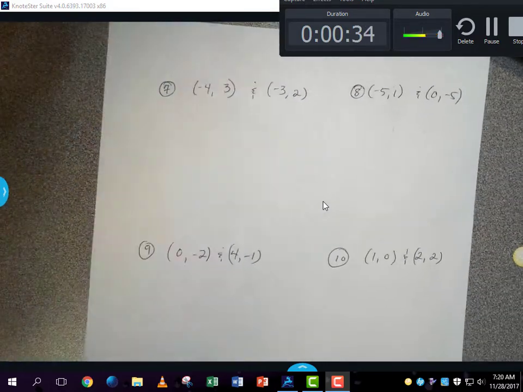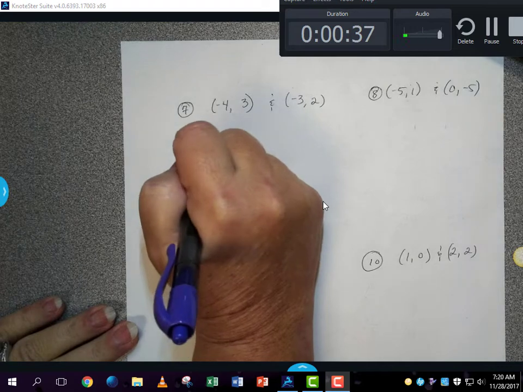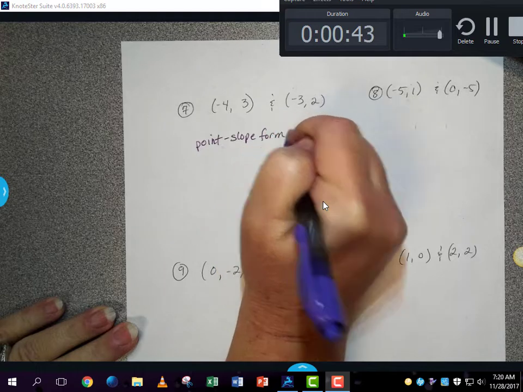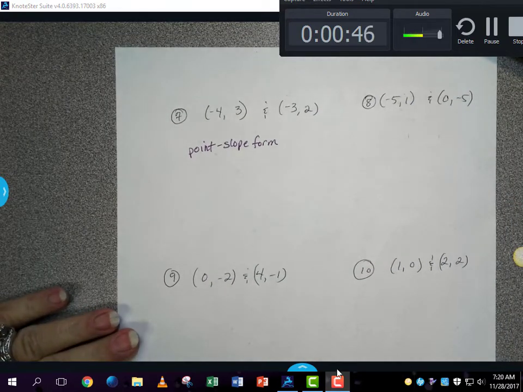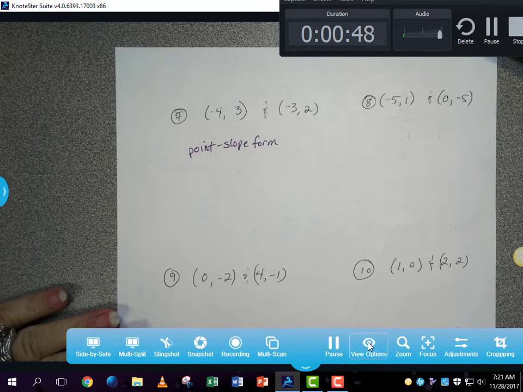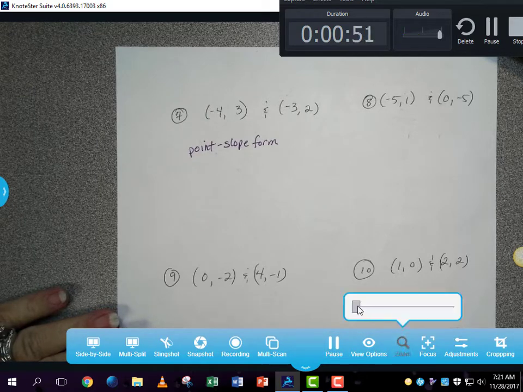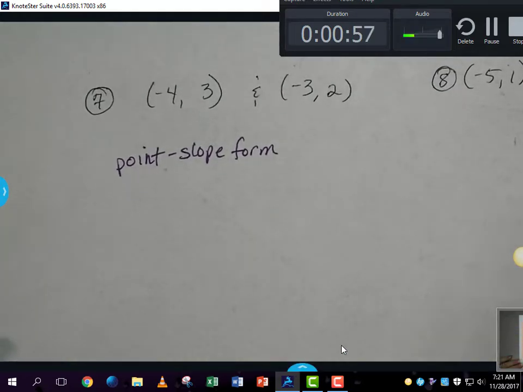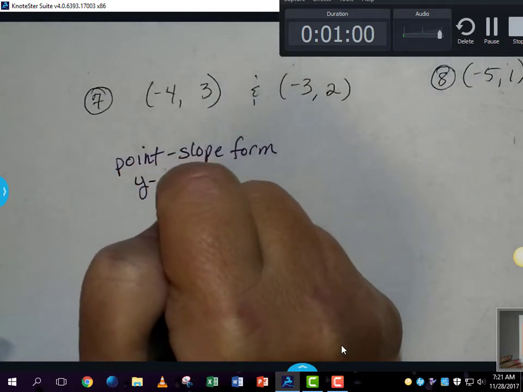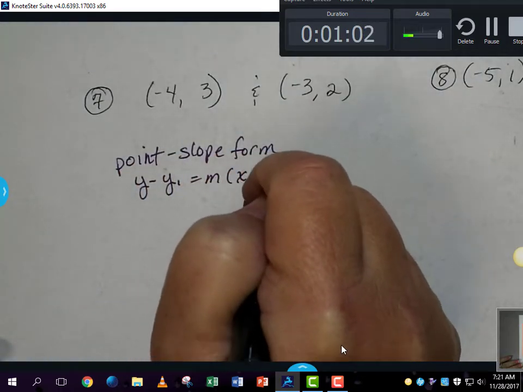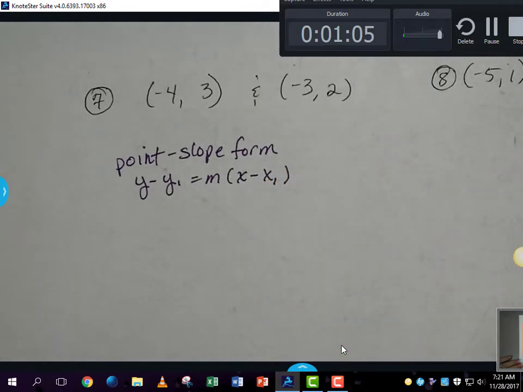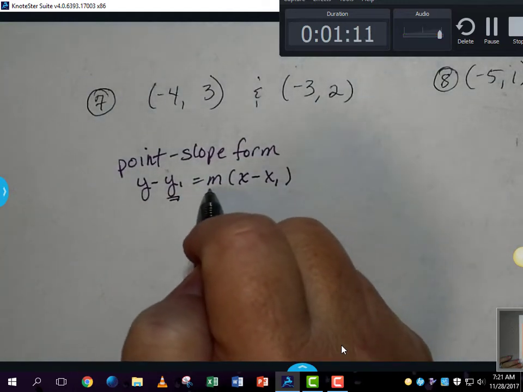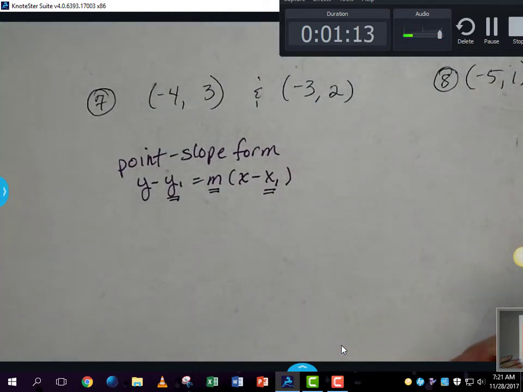Alright, so since we're writing it in the point slope form, let me zoom in a little bit. Okay. We need to have y minus y1 equals m times the quantity x minus x1. Alright, when we complete this, we need to have a value for m, x1, and y1.